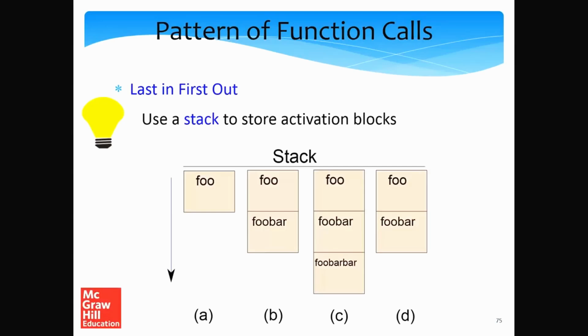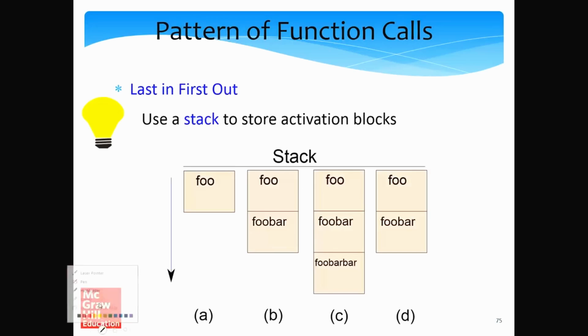Similarly, we can store activation blocks as a stack, where essentially we store foo, then we store foo bar below it, and foo bar bar below that. These can be treated as memory regions. Traditionally, stacks are downward growing. What this means is that if we want to create a new activation block, we create it at a lower memory address as compared to the previous activation blocks.